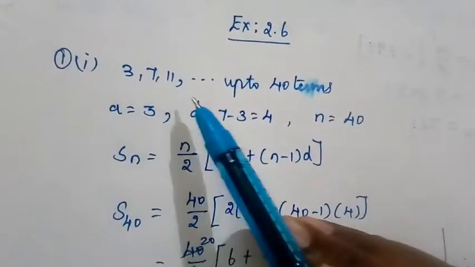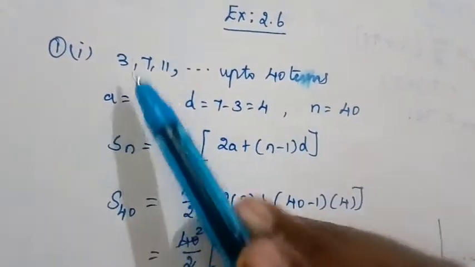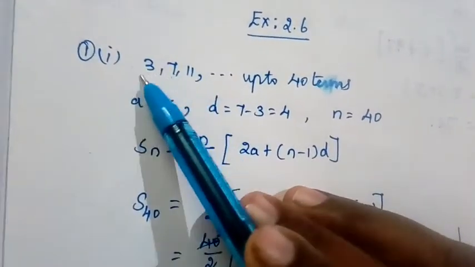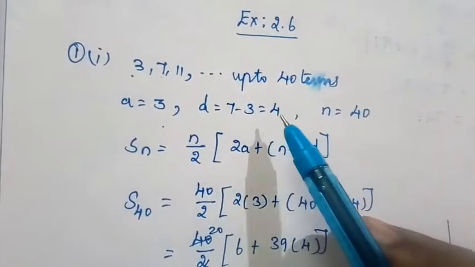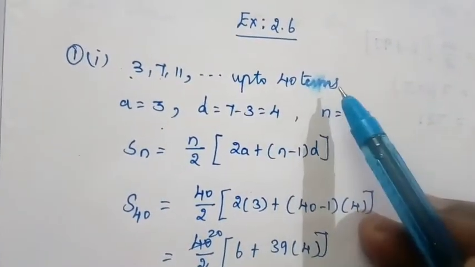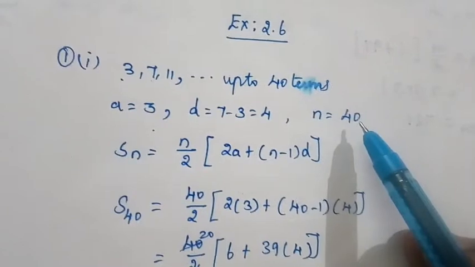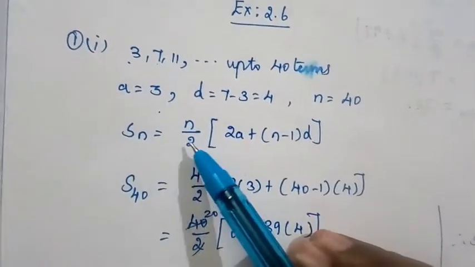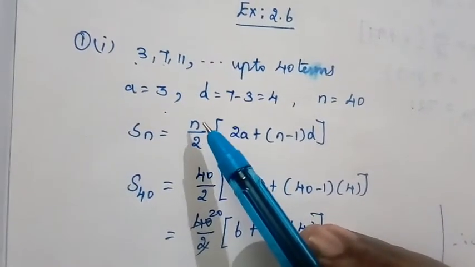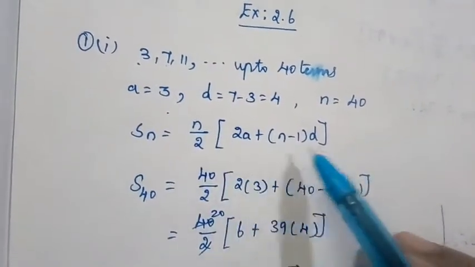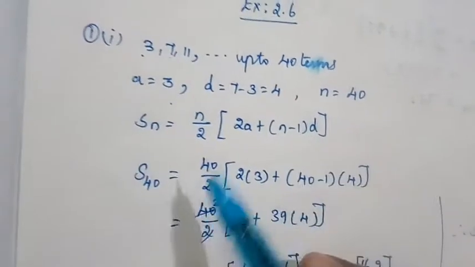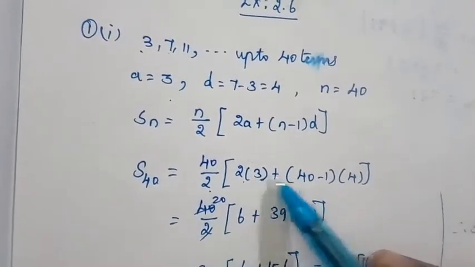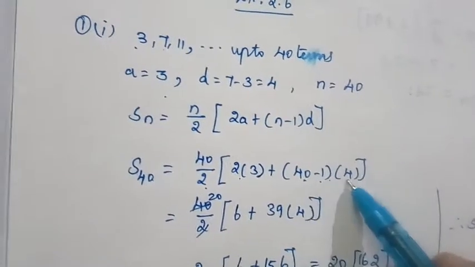In the first problem, first you write the given question. The first term is considered as a. How do you calculate d? Second term minus first term, that is 7 minus 3 equal to 4. The number of terms n equals 40, and that value we want to find. So Sn is equal to, since n is given, what formula do we have to use? n by 2 into (2a plus (n minus 1) into d). So n equal to 40. So 40 by 2 into (2 into 3 plus (40 minus 1) into 4).